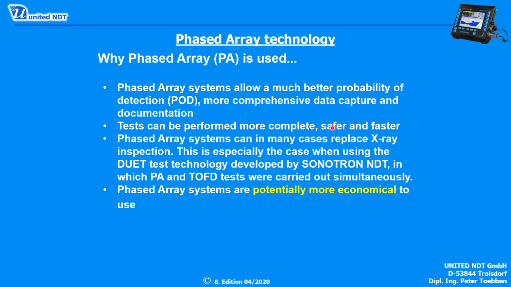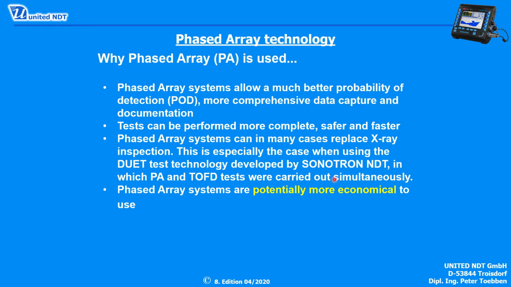It's safer because we capture more critical areas or critical flaws, and it's faster because we don't need to do several scans under different angles. Phased array systems can in many cases replace X-ray inspection. This is especially the case when using the Duo-Test technology developed by Sonotron NDT, in which phased array and TOF tests are carried out simultaneously.